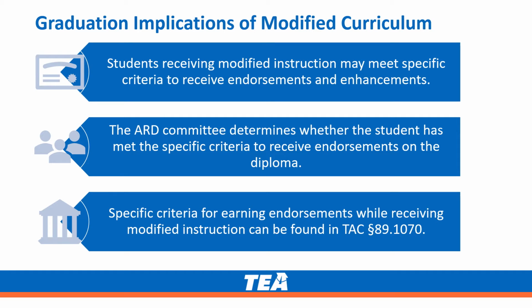Students receiving modified instruction may meet specific criteria to receive endorsements or enhancements. Whether the student has met specific criteria to receive endorsements on the diploma is determined by the ARD committee. Specific criteria for earning endorsements while receiving modified instruction can be found at TAC 89.1070.